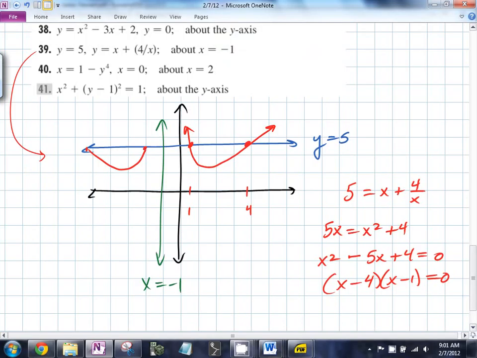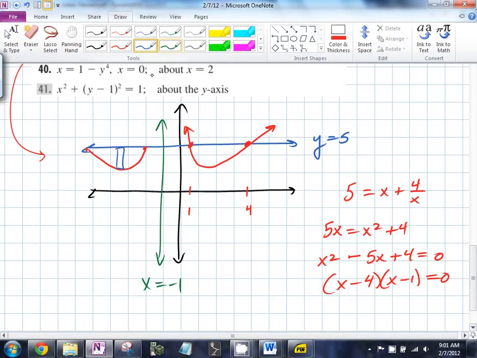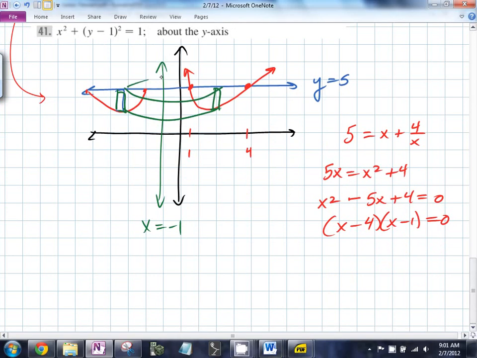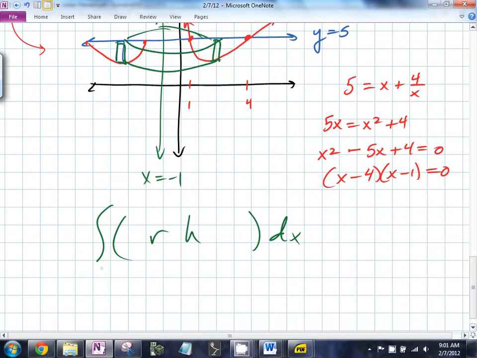So let's set this up. Are we integrating with respect to x or y? Integrating with respect to x. We have our slice right there. It goes like this. We're integrating with respect to x. So it's going to be the integral dx of r times the height. And we're going to integrate from what to what? 1 to 4. And it's going to be 2 pi rh.